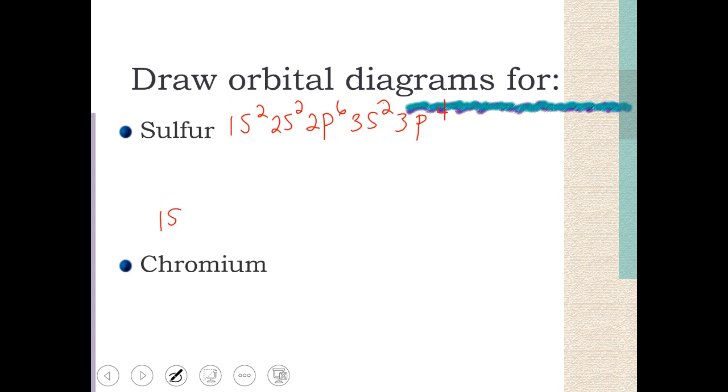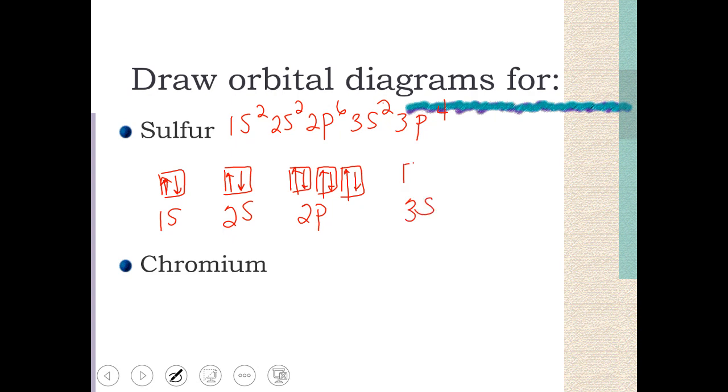So we've got the 1s. S's are always one box, two electrons. Okay. Got the 2s, one box, two electrons. 2p, gotta have three boxes. This one has 6, so it's single, single, single, and then I pair them up.